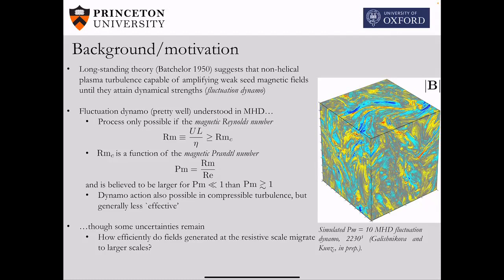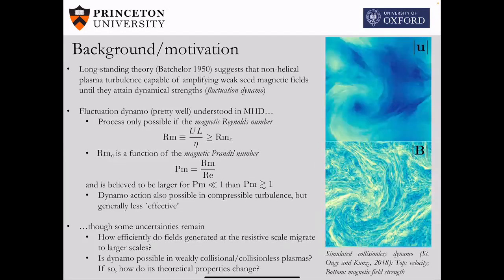And there has been some very interesting work on this. One particular set of simulations that I think are amazing are some recent simulations by Lisa Gashnikova and Matthew Kunz, doing very high resolution fluctuation dynamo simulations in the large particle number regime, which do seem to show quite efficient migration. Another area that I'm quite interested in is understanding whether the fluctuation dynamo is actually possible in weakly collisional or collisionless plasmas, in which the framework of MHD doesn't a priori necessarily follow.